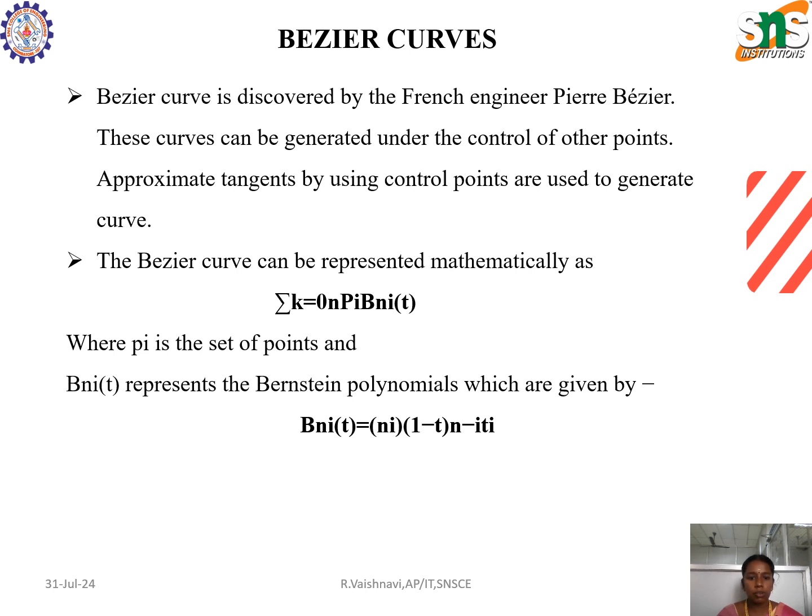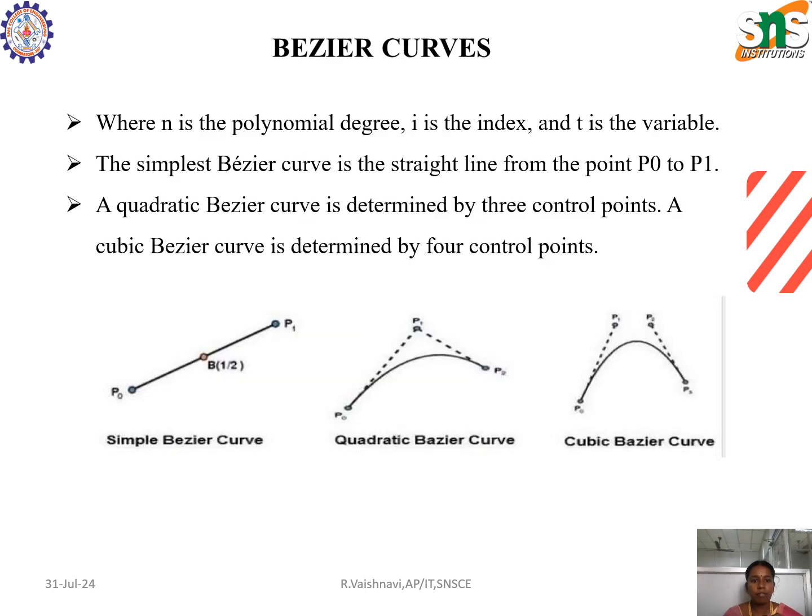The Bezier curve can be represented mathematically as the summation over i = 0 to n of Pi times Bni(t), where Pi is the set of points and Bni(t) represents the Bernstein polynomials, which are given by (n choose i) times t^i times (1 minus t)^(n minus i), where n is the polynomial degree, i is the index, and t is the variable.